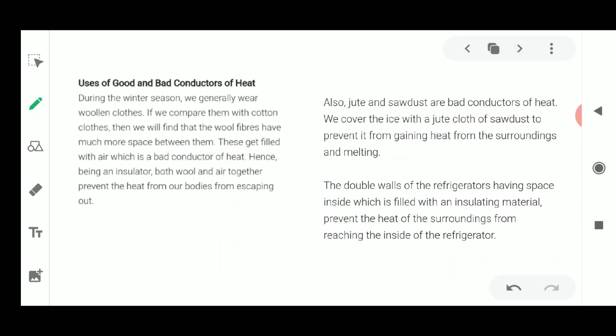Next is the use of good and bad conductors of heat. Here you will see certain examples where conductors and insulators are involved together. During the winter season we generally wear woolen clothes. If we compare them with cotton clothes, we will find that wool fibers have more spaces between them. These spaces are filled with air. Now, air is a bad conductor of heat. Hence, being an insulator, wool and air together prevent heat from escaping from our body, and your body remains warmer. Just think of a sweater or a shawl.